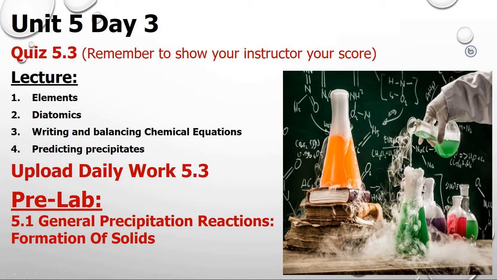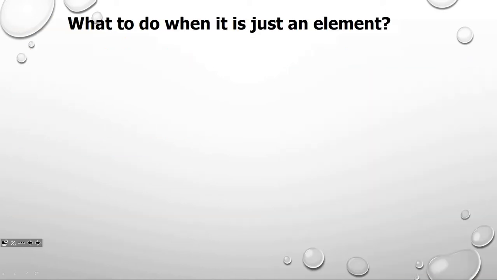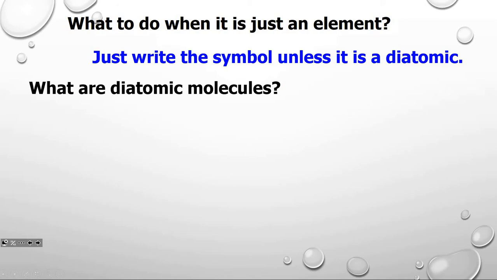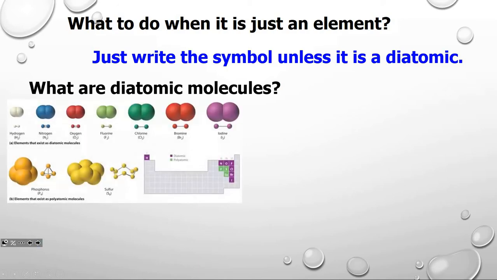So first up in your notes, what do you do when it's just an element? In an equation, you just write it. Use the symbol, okay? Unless it's a diatomic. So what's a diatomic? Diatomics are molecules that are like Siamese twins. So they stick together. Hydrogen, nitrogen, oxygen, fluorine, chlorine, bromine, iodine. These are elements that stick together when they're by themselves. But if they're put into a compound, they take the charges that we want them to.